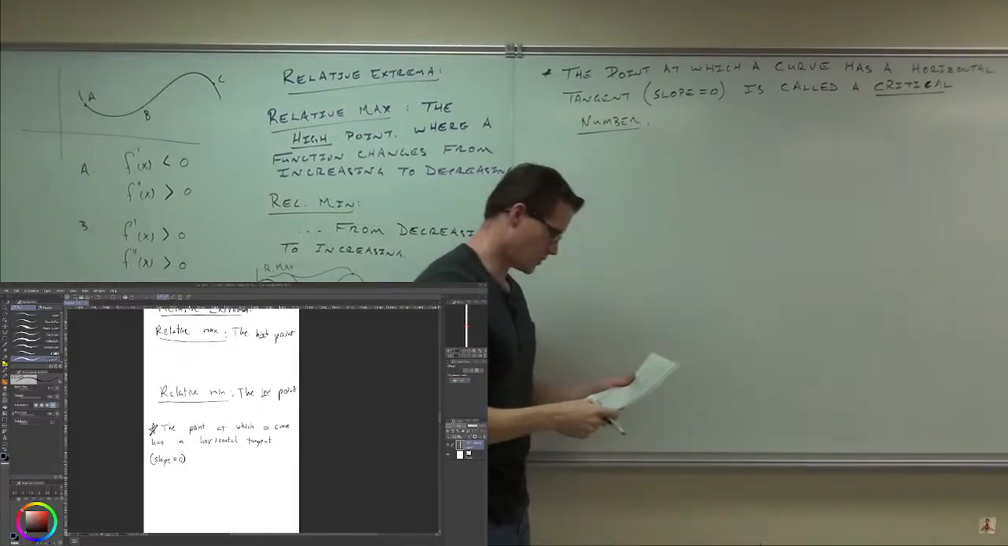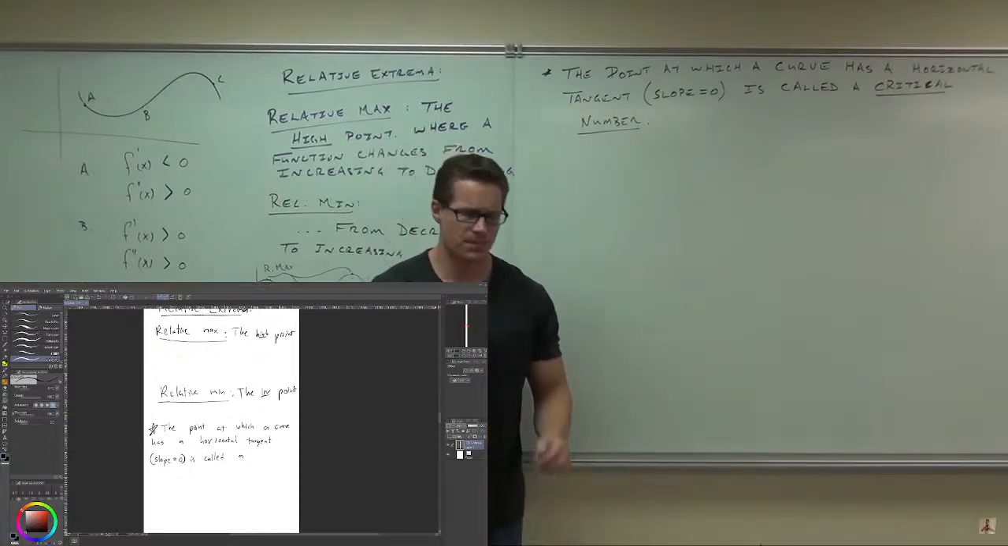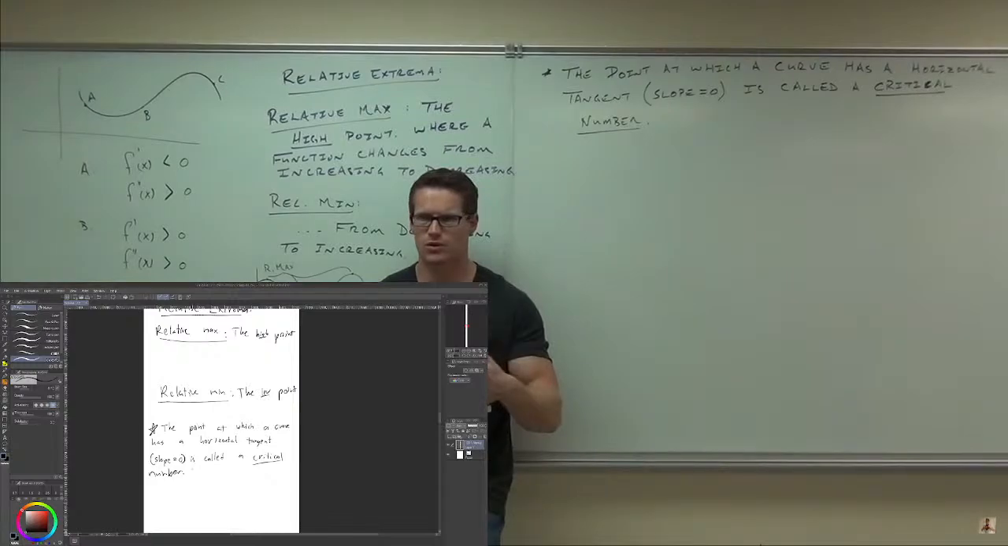Called a critical number. Okay, well, let's think about this for a second. If your critical number is a place where your slope equals 0, do you understand the definition of a critical number? A critical number is a place where your slope equals 0. Are they always relative maxes or mins? No, they're not. You can have other things that happen.